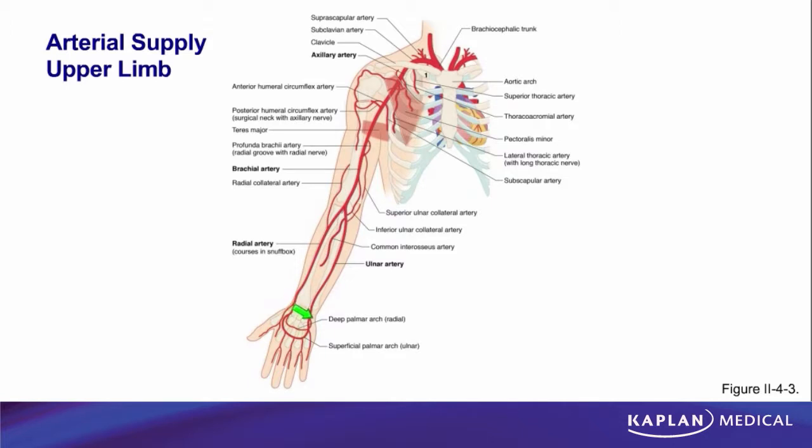Just use 2 fingers and compress them. While you're compressing the arteries, ask the patient to make a tight fist to squeeze the blood out of their palmar capillary beds, and then have them open the hand. Because you've compressed both of those arteries, the entire hand will be blanched.